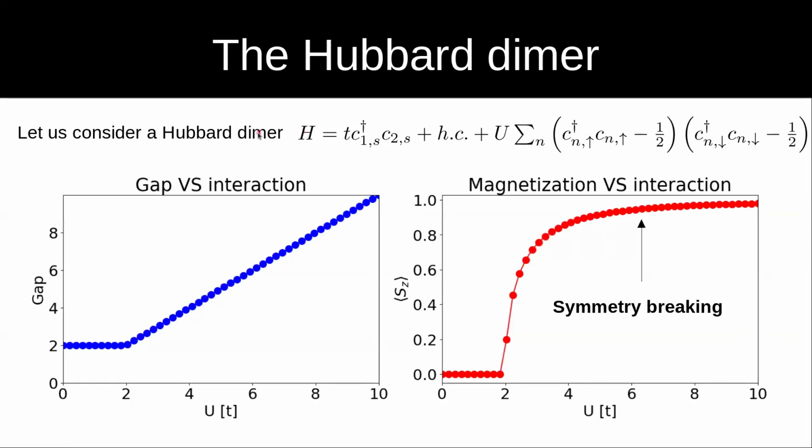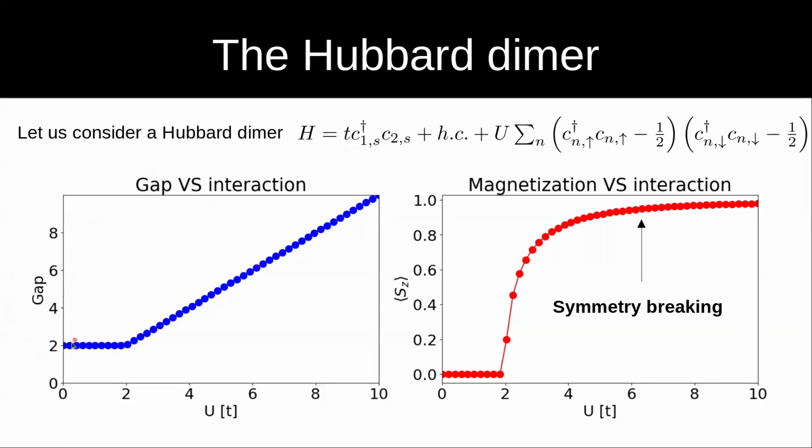Okay, so let's start with the Hubbard dimer. If you look at the Hubbard dimer and you start computing the solution as a function of increasing many-body interactions, what you obtain is the following. The solution of this many-body Hamiltonian can be done with mean field theory, and you can look at the gap in the single particle spectra of the mean field Hamiltonian, and you obtain this type of evolution. So first, the gap remains constant, and eventually it grows linearly.